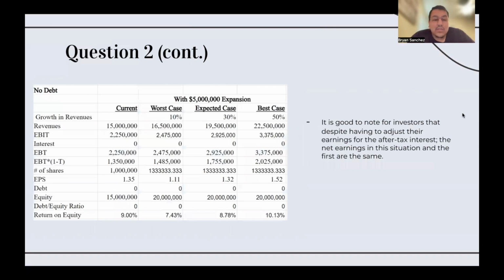Now, looking at the numbers with no debt taken into account, we see there's no interest in debt taken into account, which makes the rate of return on equity slightly smaller than the first option. Despite this, after adjusting the earnings for after-tax interest, the net earnings in this situation is the same as the situation with the company taking on the debt.